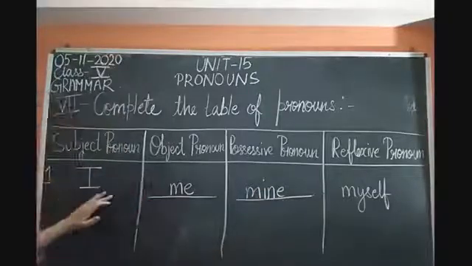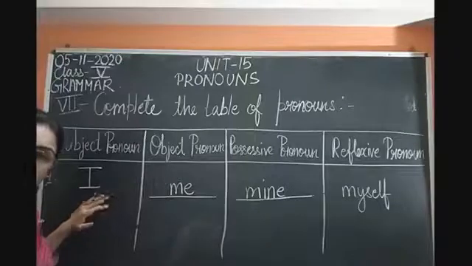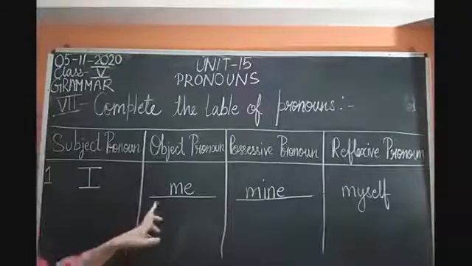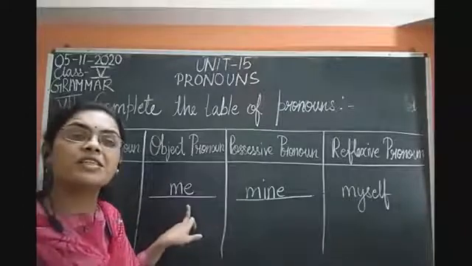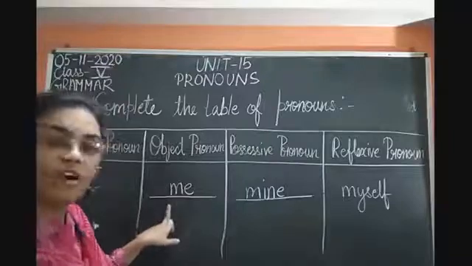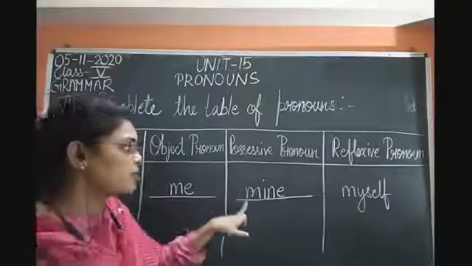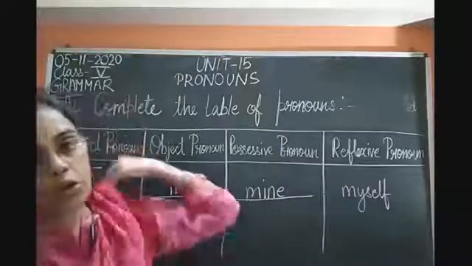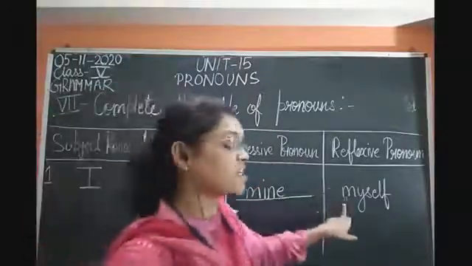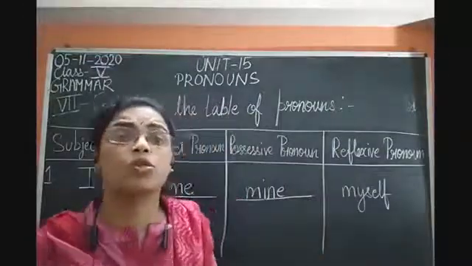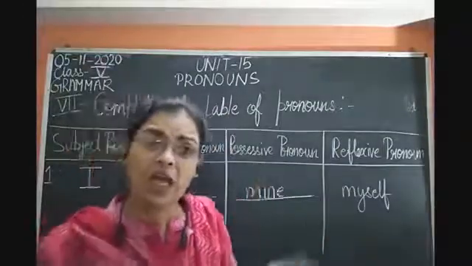You need to keep in mind the subject pronoun हमेशा sentence में verb के पहले आता है. Subject pronoun is the doer of the action. Object pronoun always comes after the verb, receiver of the action. And possessive pronoun shows the possession, कि a particular things belongs to whom. And then reflexive pronoun when do we use? When the doer of the action is also the receiver of the action.